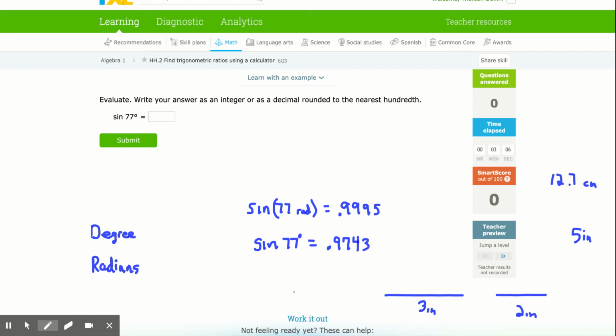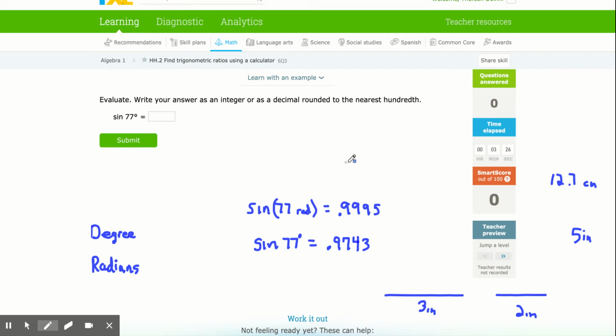Welcome. This lesson should be a very straightforward and easy lesson because we're just going to be using a calculator. You type in 77 and you hit the sine button. Or maybe, depending on your calculator, you might hit the sine button first and then type in 77 and hit equals. But there is one catch, so listen carefully.